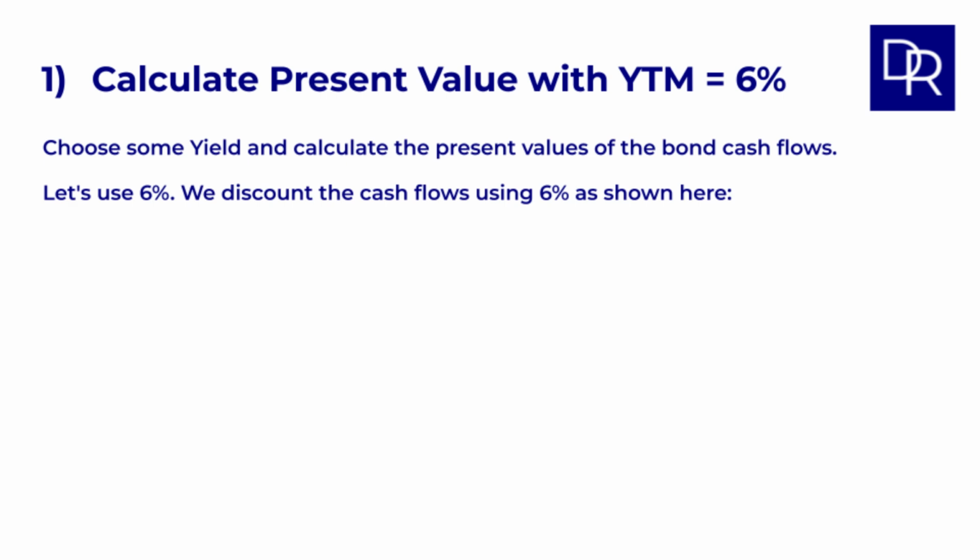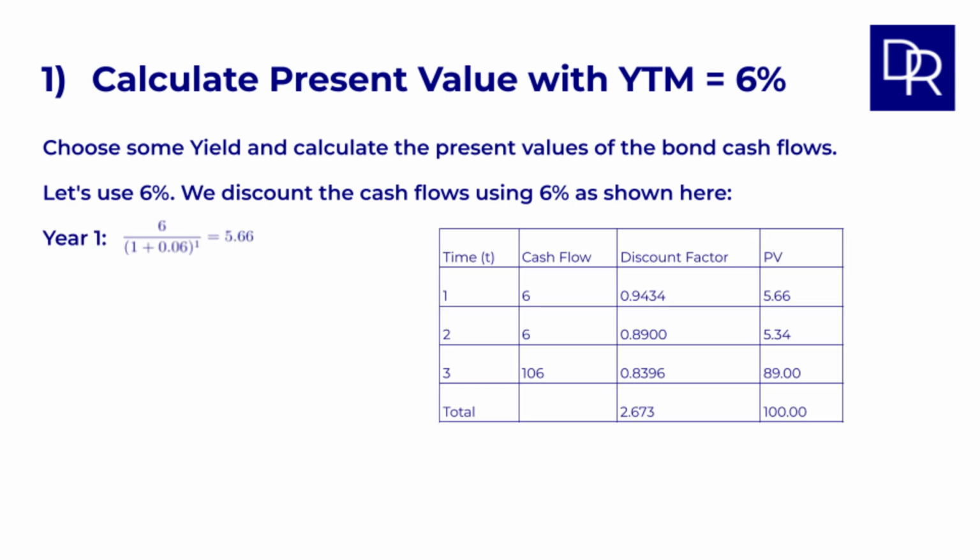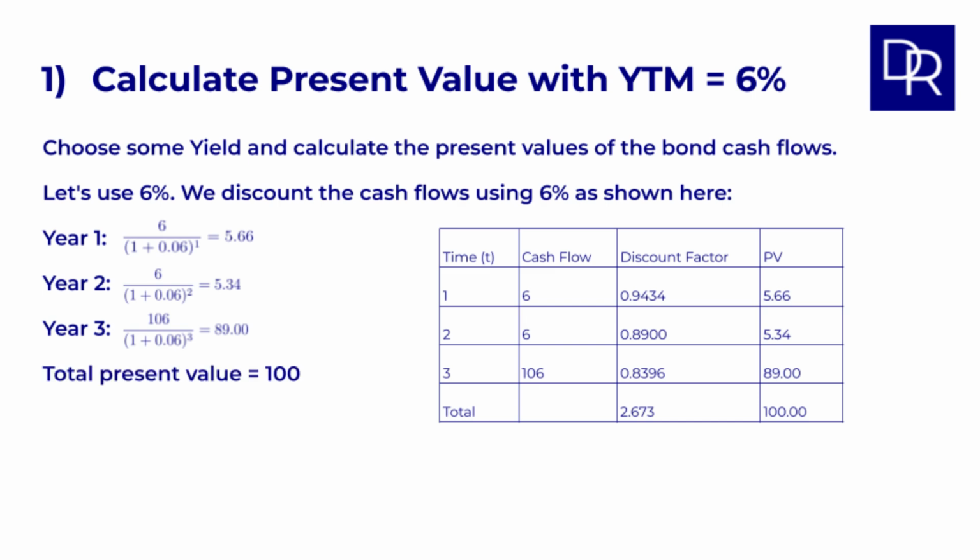For the first step, I will go through the full details as a reminder of how this works. So we discount the cash flows using 6% as shown here. Year 1: 6 divided by 1 plus 0.06 to the power of 1. Year 2: 6 divided by 1.06 to the power of 2. And year 3: 106 divided by 1.06 to the power of 3. Again, all the details are also in the attached spreadsheet. Summing these up gives us a total present value of exactly 100.